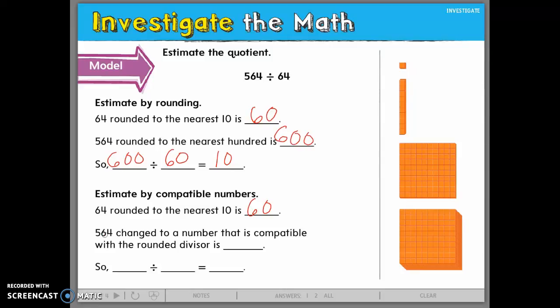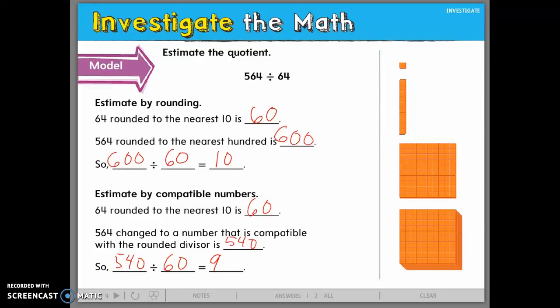If we go one more than that, then we're up at 60. So, well, since 54 is closer to 56 than 60 is to 56, that's what I'm going to go with. I'm going to change this to 540. So 540 divided by 60 gives us 9. Since 6 times 9 equals 54, 60 times 9 is going to equal 540.